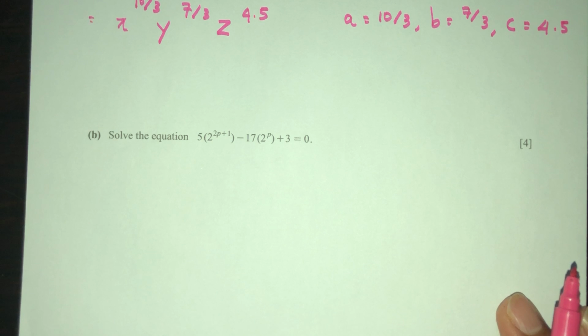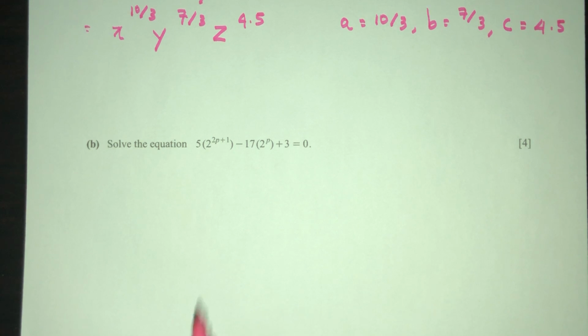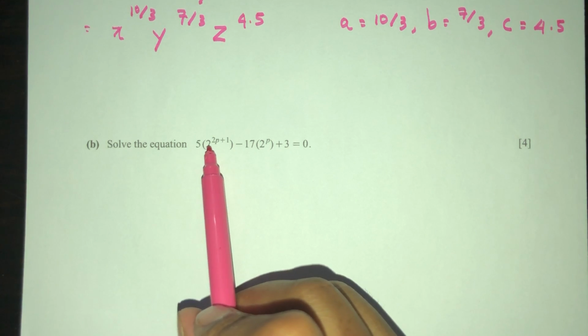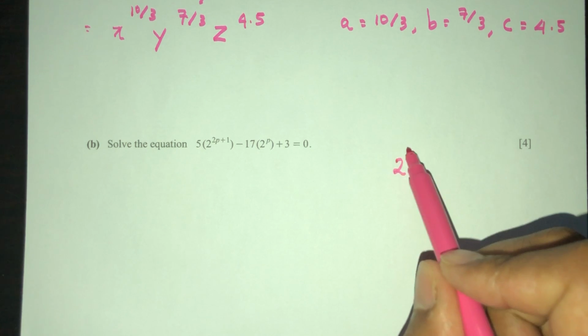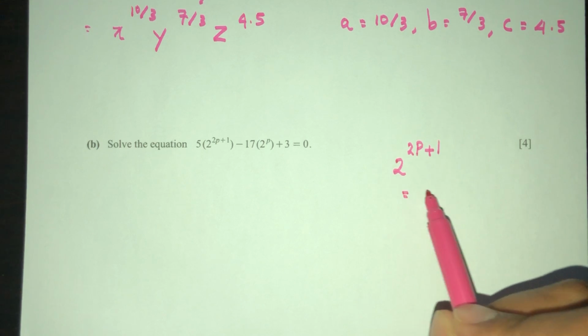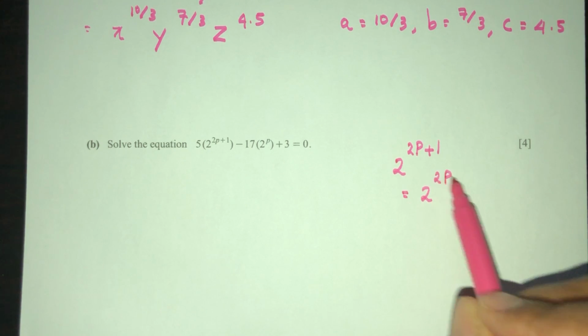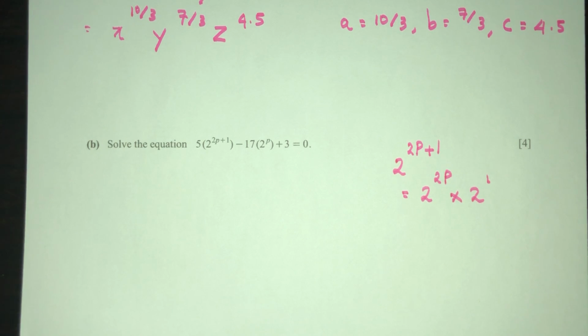Here we have to solve this equation. Again, let's see how we can solve this one by one. So here we see 2 power p. Here we have 2 power p plus 1. Again, we have to use somewhat the law of indices, right? So how can you break this down? 2 power 2p plus 1 is also the same thing as 2 power 2p multiplied by 2 power 1. Makes sense, right?